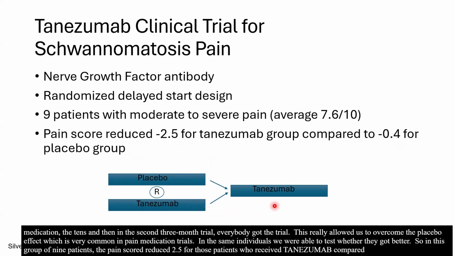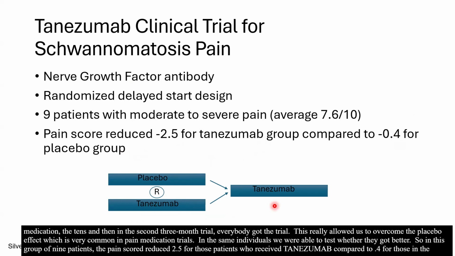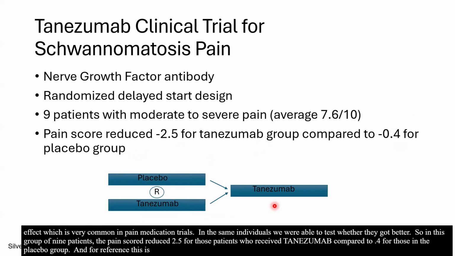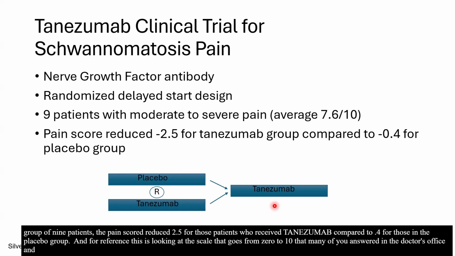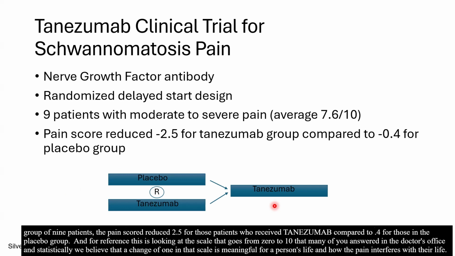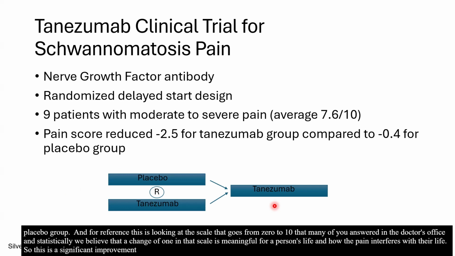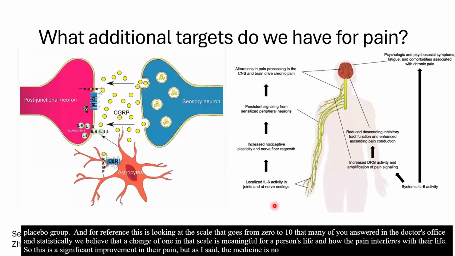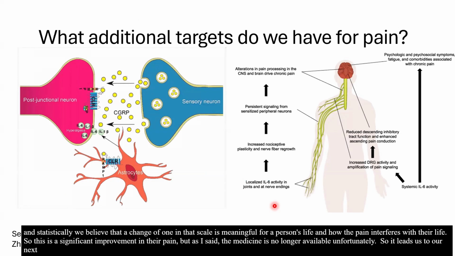And for reference, this is looking at the scale that goes from 0 to 10 that many of you probably answer in the doctor's office. And statistically, we believe that a change of 1 in that scale is meaningful for a person's life and how the pain interferes with their life. So this is a significant improvement in their pain. But as I said, the medicine is no longer available, unfortunately. So it leads us to our next evaluations, looking at other potential targets for pain.